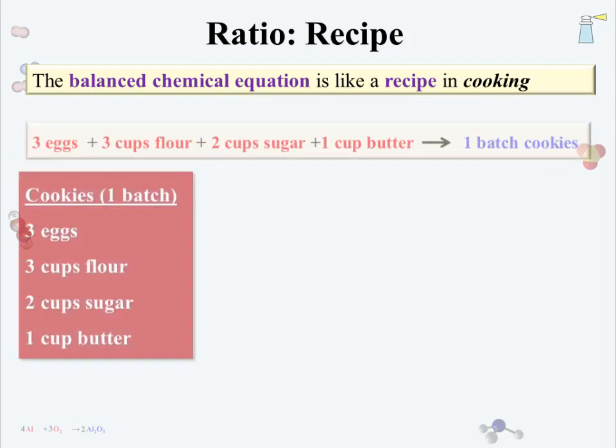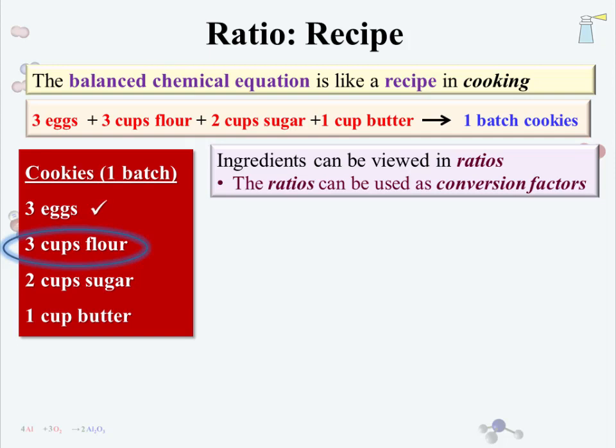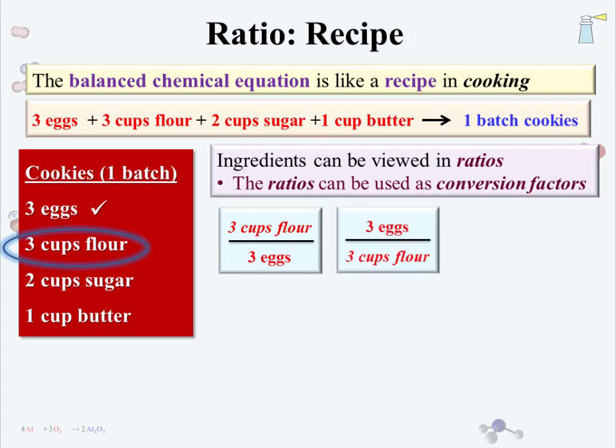We can explore that, starting with how ingredients can be viewed in ratios. And as we've seen before, ratios can be used as conversion factors. For example, it takes 3 cups of flour for every 1 batch of cookies. It also takes 3 eggs to make 1 batch of cookies. From this recipe, a ratio of flour to eggs can be made. Many different recipes use flour and eggs. This one uses them in this ratio. That ratio can also be flipped over, and is still a valid ratio.